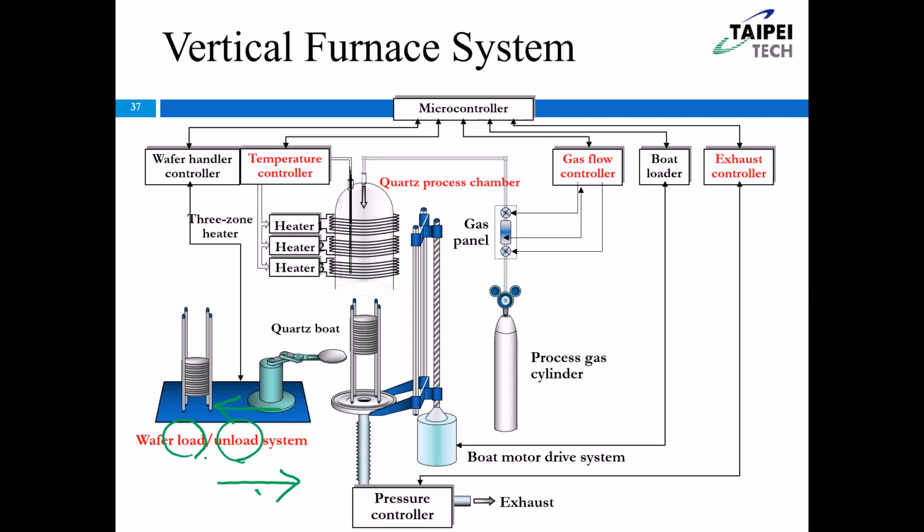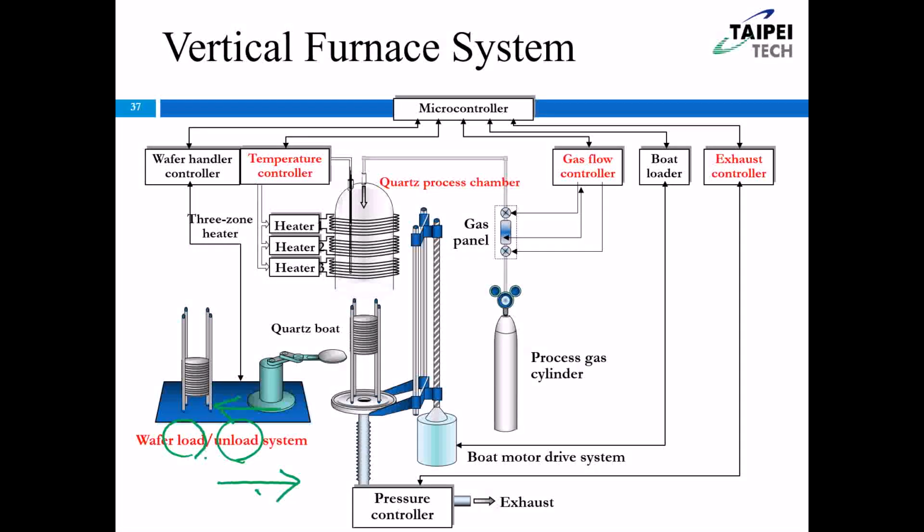But one difference is for the vertical 垂直的炉管, you can see we have the robotic arm, 機械手臂, to transfer the silicon wafer, and we also have the quartz boat, and then we have the boat motor drive system. We have the flexibility to load and unload the silicon wafer, and I can choose maybe number 3 or number 5 silicon wafer to pull out or load in. So I can choose which silicon wafer I want to take in or take out, okay?